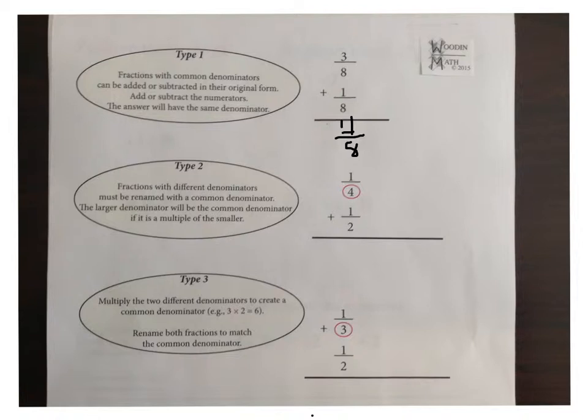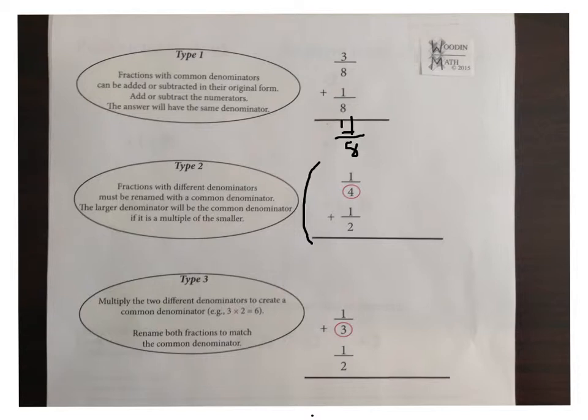Fractions with different denominators must be renamed with a common denominator. The larger denominator will be the common denominator if it's a multiple of the smaller. So I'm looking at this fraction problem. It's a type 2. I've circled the larger of the two denominators, the 4.